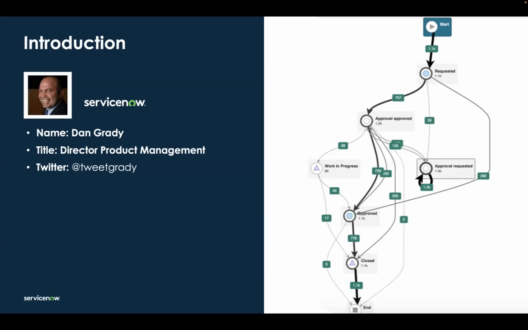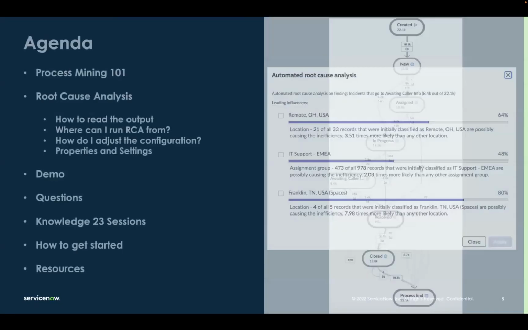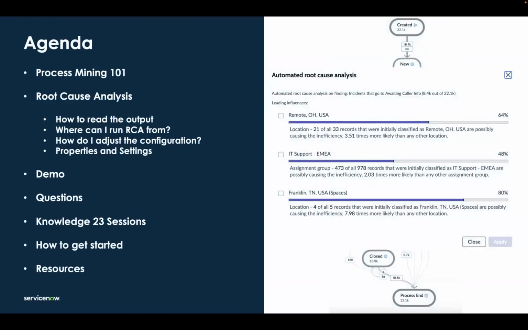From an agenda perspective, what we'll cover today, we'll do that quick process mining 101 for the newcomers. Then we'll dive into root cause analysis. We'll talk a little bit about how to read the output of root cause analysis. We'll talk a little bit about the 3 different places where you can run RCA from within the analyst workbench. Then we'll talk a little bit about how you adjust the configurations if you need to.